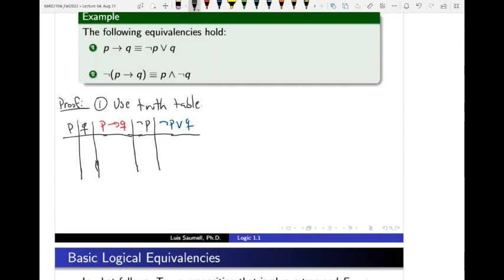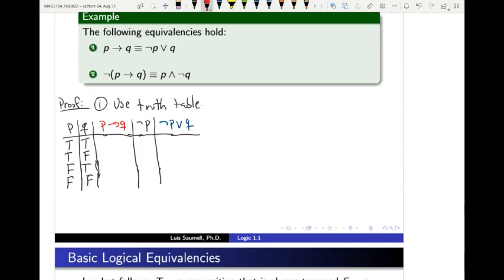Okay, how many rows? Four rows. So true, true, false, false, and then true, false, true, false. Make sure that you follow this convention, okay? First of all, it guarantees that you're not missing any case, and second, it gives uniformity in what we're doing, okay? The columns, you may do in whatever order you want, but the rows, they have to be in this specific order. Okay, let's fill in the implication.